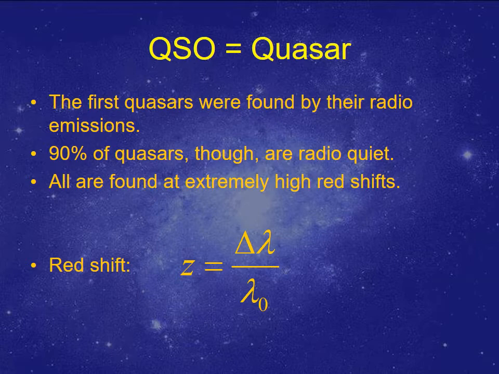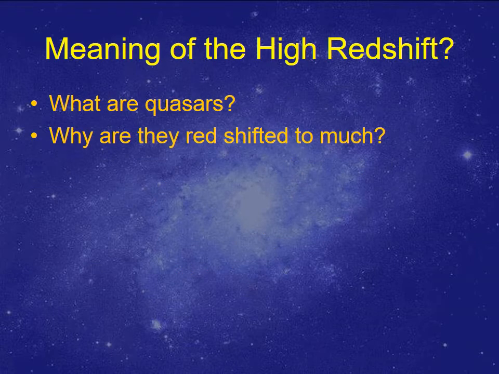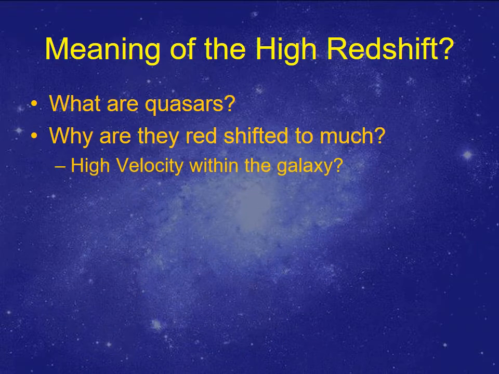As they started realizing what they were, they found more and more quasars. They did not all give off radio waves. In fact, 90% of them don't give off appreciable radio waves. However, all of them have extremely high redshifts. And so what are these quasars? Why are they so redshifted? And so why are they so very redshifted?